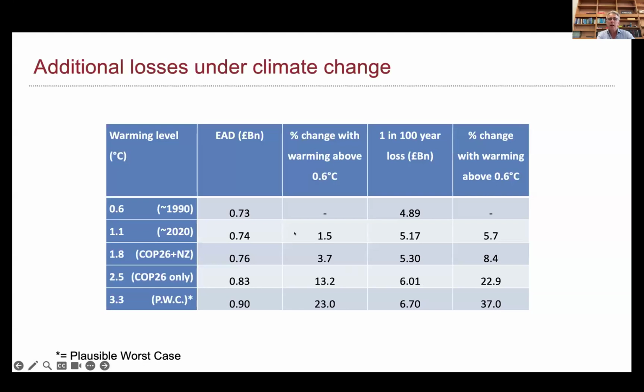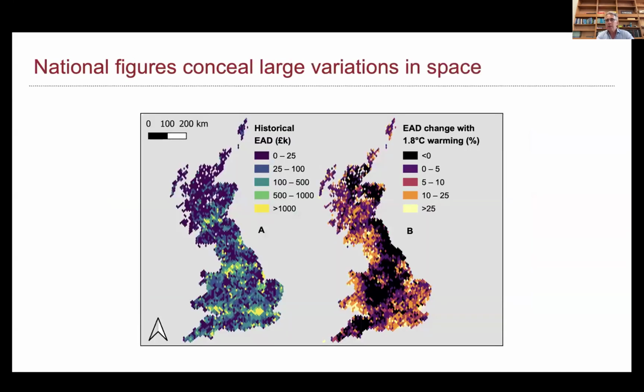The losses are much less clearly as you go down. If we meet the Paris Agreement targets and you hit 1.8 degrees, actually the change in the 100-year loss is less than 10%, we think, and therefore much easier to cope with. But like I said about global, these national figures conceal large variations in the geography of risk.